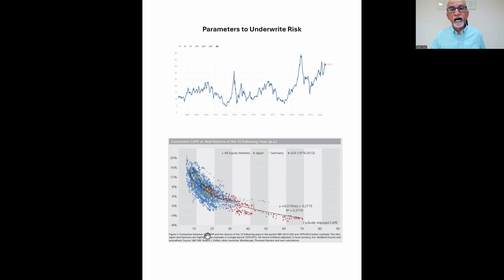On the x-axis is the CAPE ratio, the cyclically adjusted price over earnings ratio, which is this one. This is for only the S&P 500, but you can find the CAPE ratio of any particular country or region on websites. That's not a big deal. It's readily available on the internet. The x-axis is the CAPE ratio, and the y-axis shows you the expected return. So the lower the CAPE ratio, the higher the returns are.